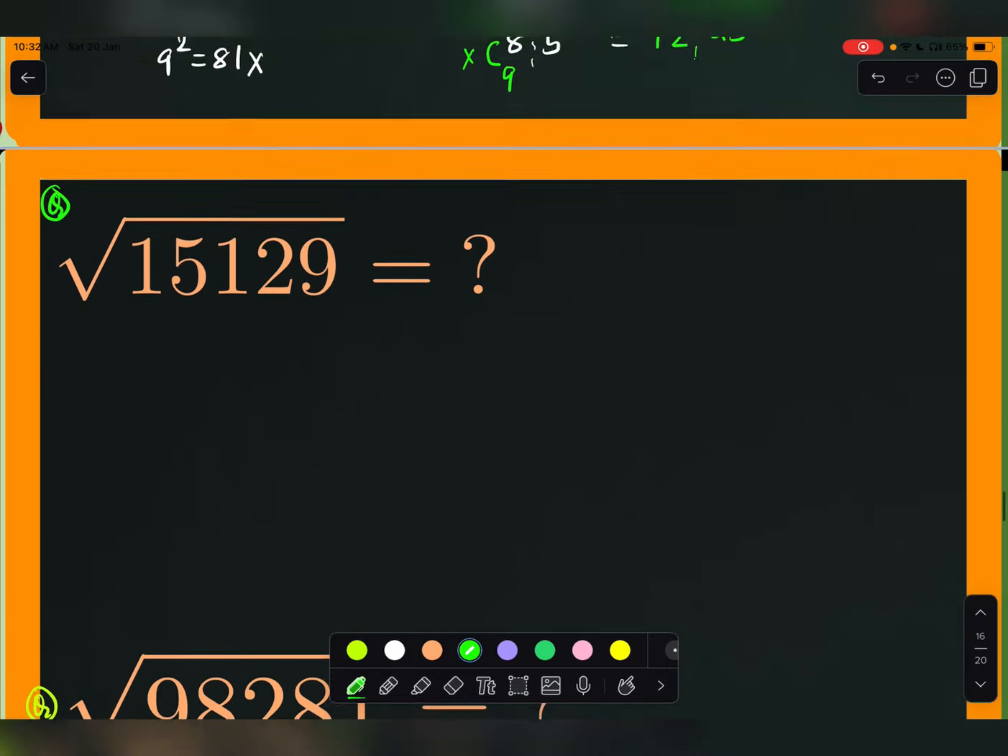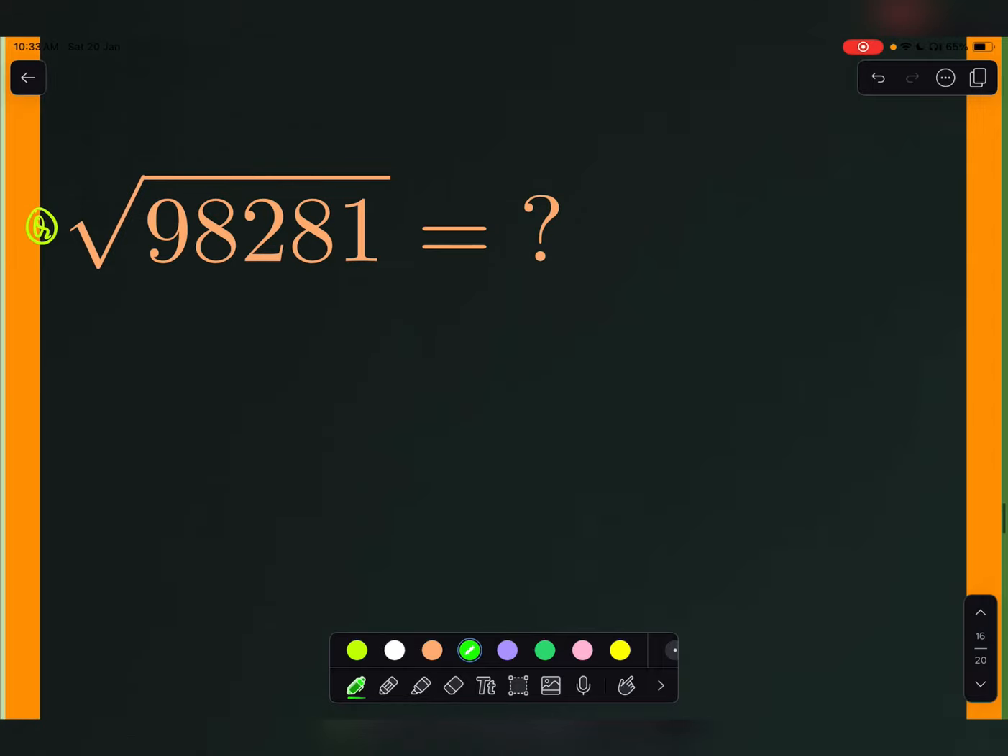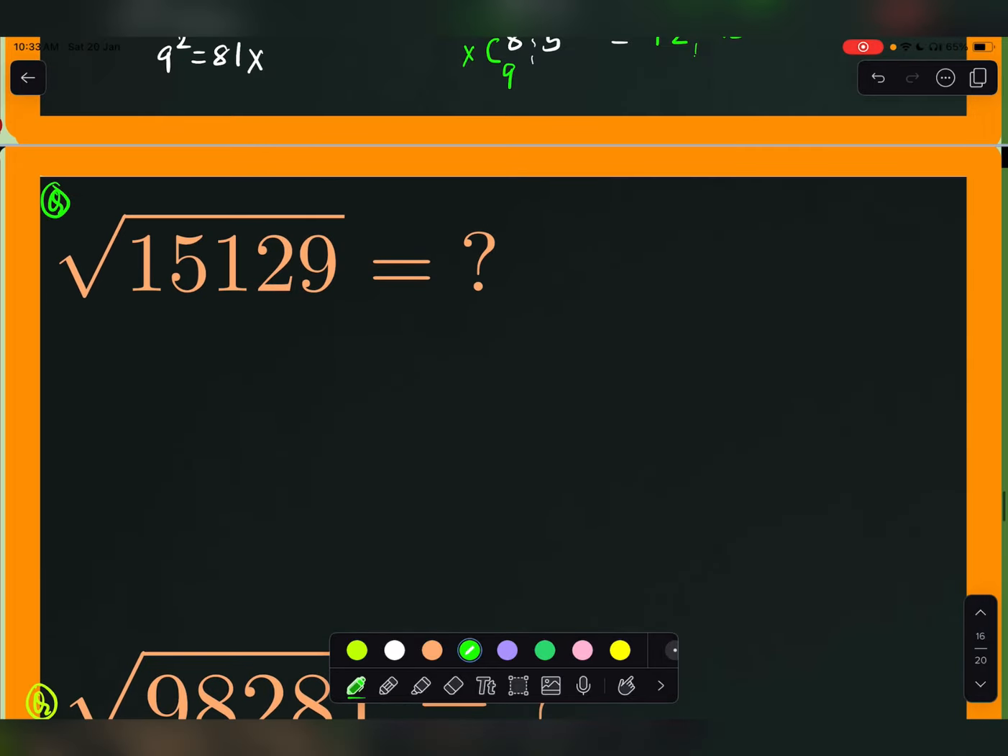Now let's consider one more example to make this concept clear. Now I'm taking 15,129, right? Its square root value I need to calculate. So mark a bar on two digits from right to left in order to find the square root of any number. Now we got 3 bars, so we will get a 3-digit number as the result.